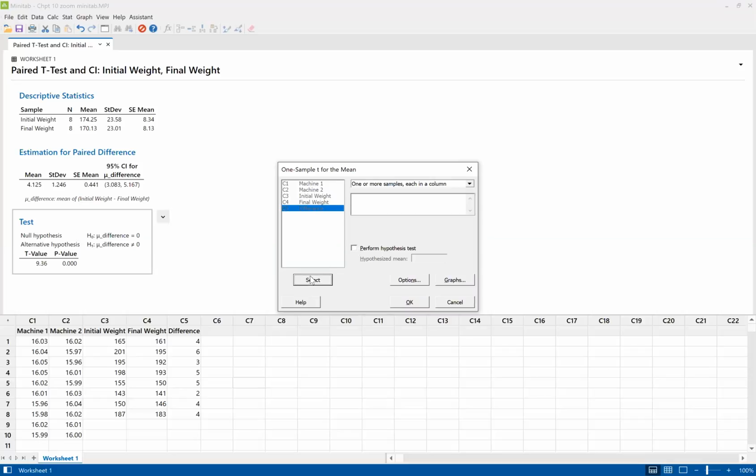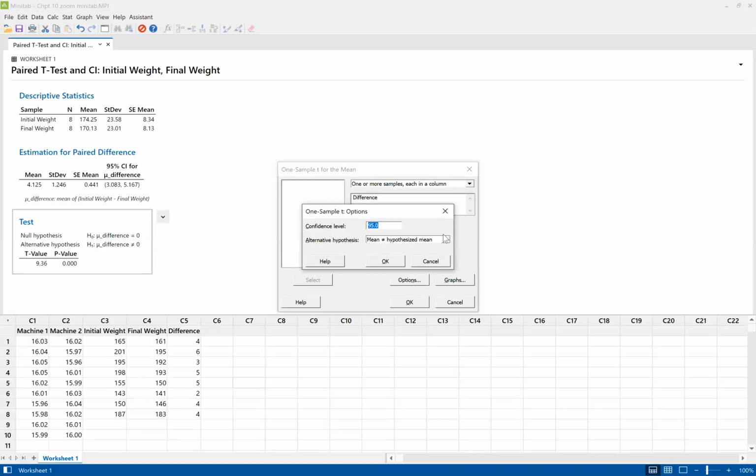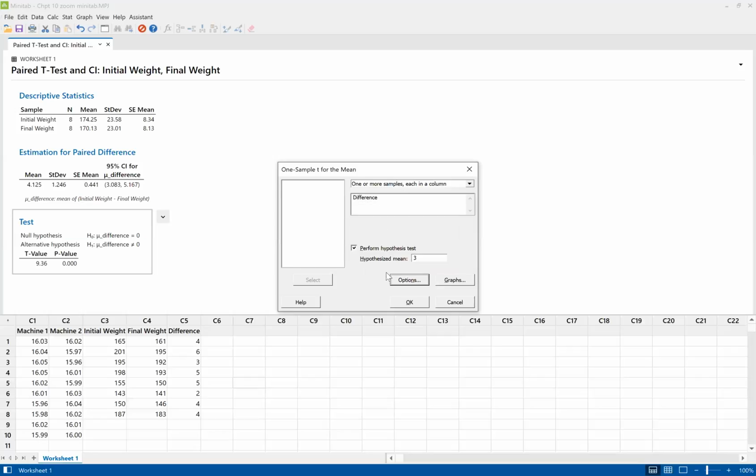I select that and move it into the box. I'm going to perform a hypothesis test, and I'm going to say that the hypothesized mean of this is 3 pounds. My options for this test, instead of saying that it's equal or not equal, I'm going to say that the mean is greater than the hypothesized mean. So I'm going to say that you lose at least 3 pounds if you do this weight loss program.